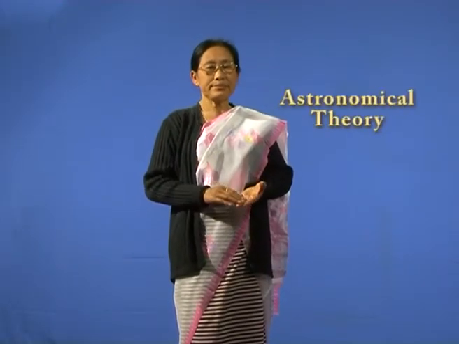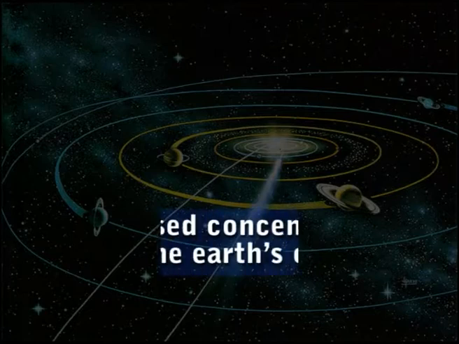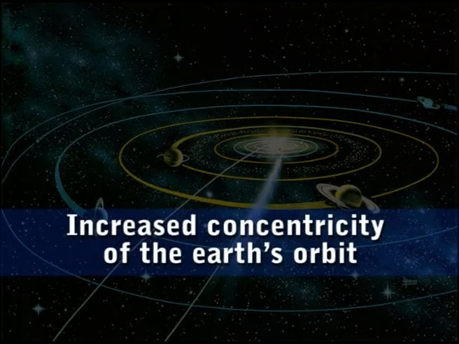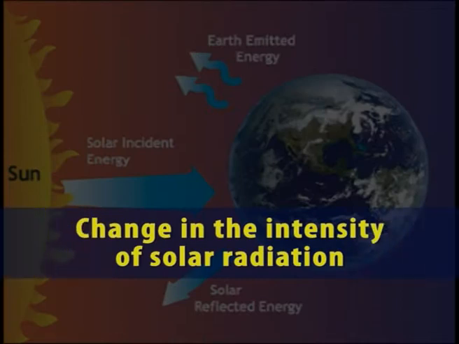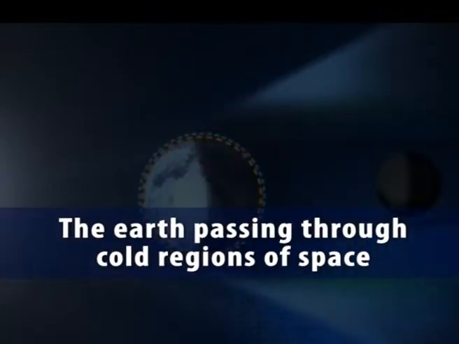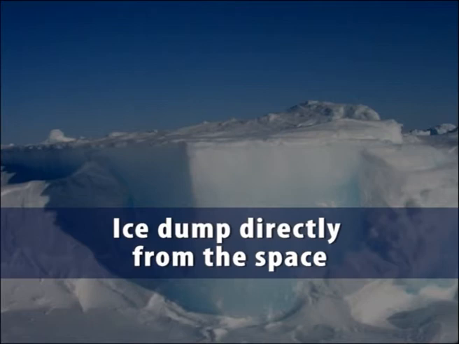Now let's move to another point, that is astronomical theory. There are several types of astronomical theory about the causes of ice age, which fall generally into the following categories. Number 1. Increased eccentricity of Earth's orbit. Number 2. Change in the intensity of solar radiation. Number 3. The Earth passing through cold regions of space. And lastly, number 4. Ice dumped directly from space.